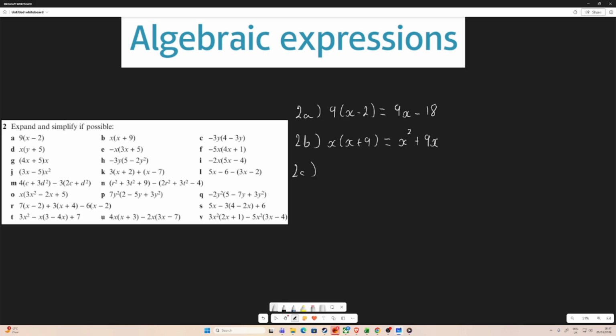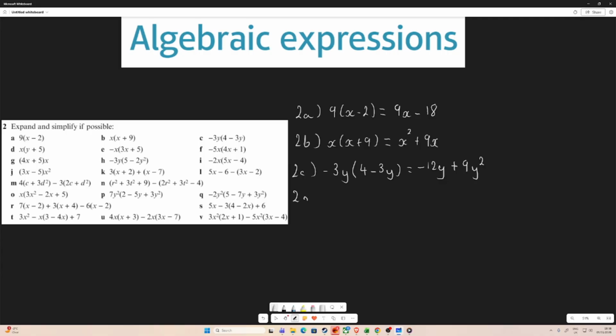2c. Now we have to be careful with the negative sign, so minus 3y into 4 minus 3y. Minus 3y times 4 will be negative 12y. Minus 3y times minus 3y will be plus 9y squared.